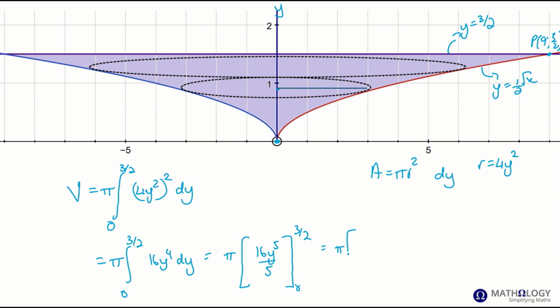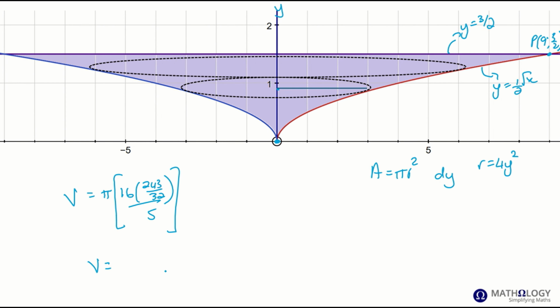That's pi times 16 times 3 over 2 to the 5 over 5, minus, now when y equals 0, 16y to the 5 over 5 is just going to be 0, so we're just going to subtract 0. The volume is 243 pi by 10. Now what's the exact volume? So this is how we give our answer.